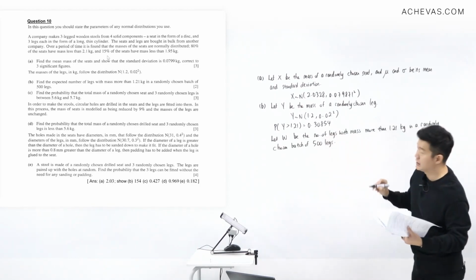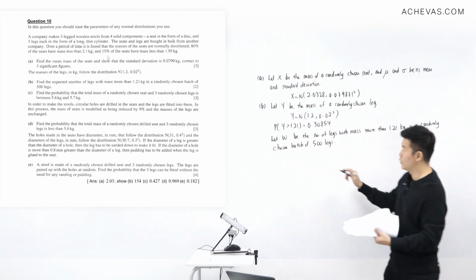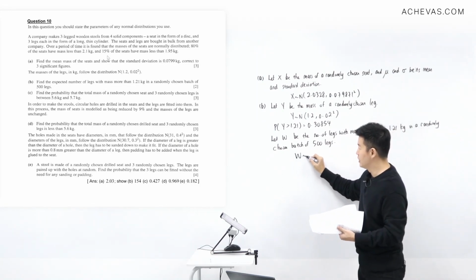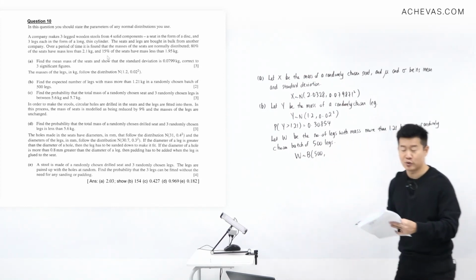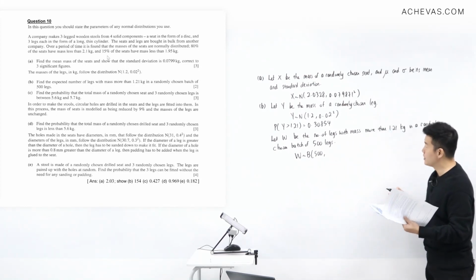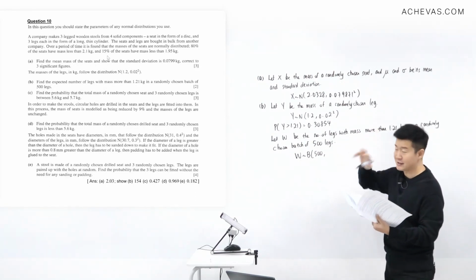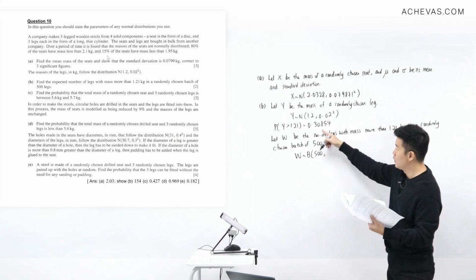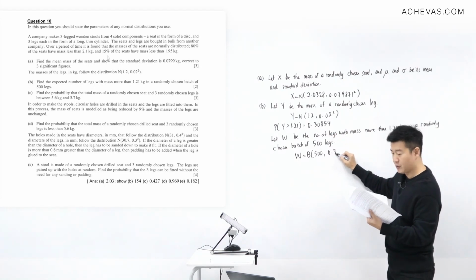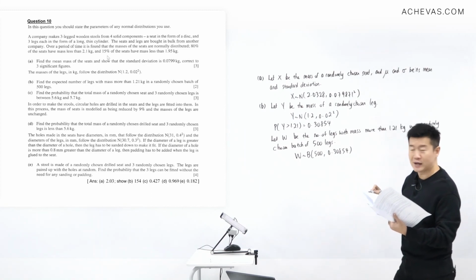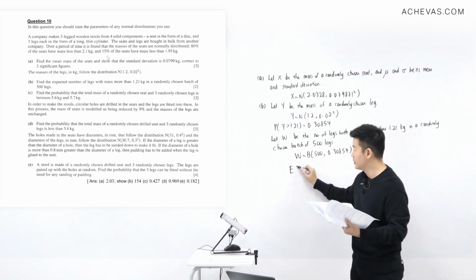Like what we have mentioned, this W here will be following a binomial distribution with 500 legs, and what we are trying to look for is for a leg to be more than 1.21 kg. So the probability of success in our binomial distribution will be this, 0.30854.